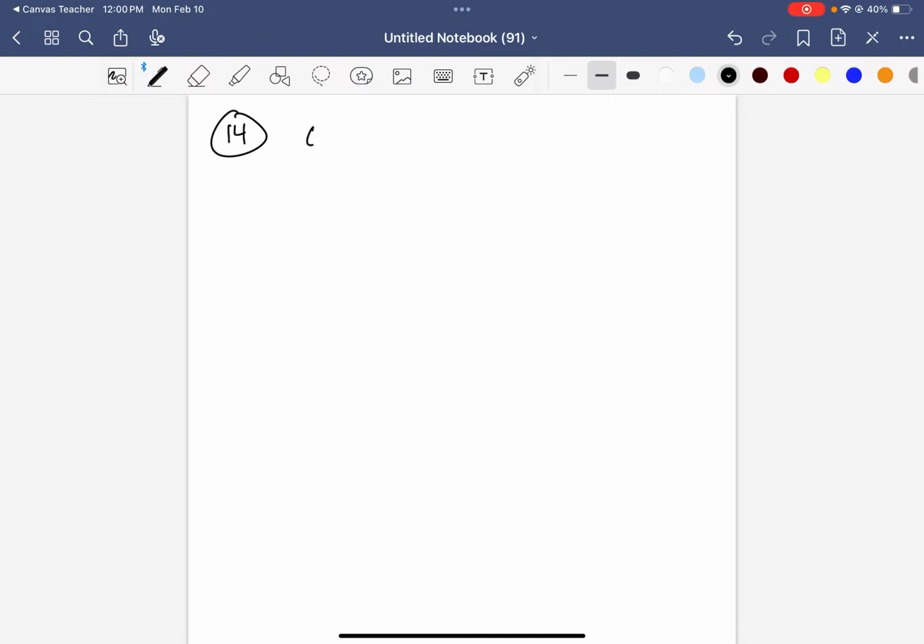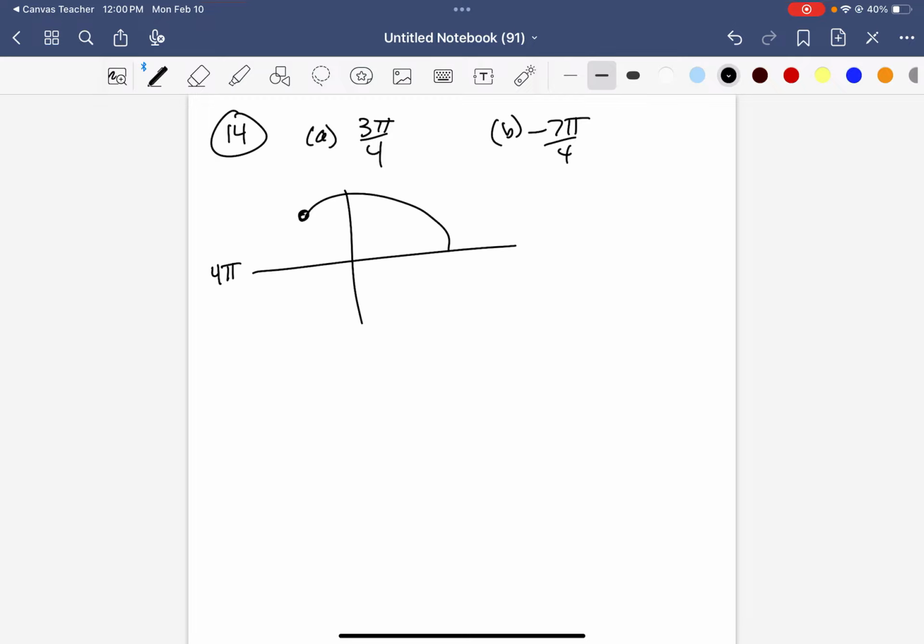So 14. If you've got 3 pi over 4 and negative 7 pi over 4, notice what you do. 3 pi over 4 is less than 4 pi over 4.